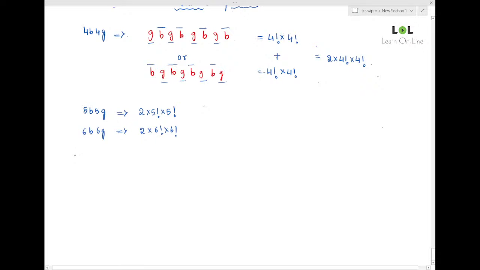Pretty simple. Now suppose I tell you 3 boys and 4 girls, tell me the answer now. 3 boys and 4 girls. Anybody answer for 3 boys and 4 girls?